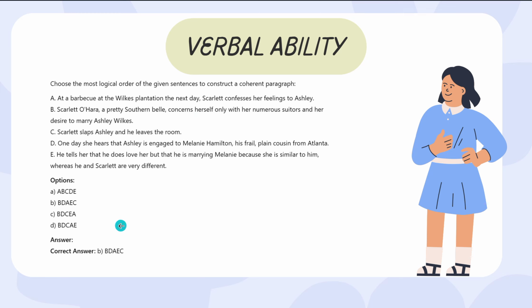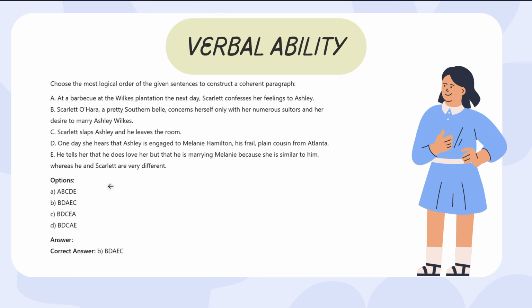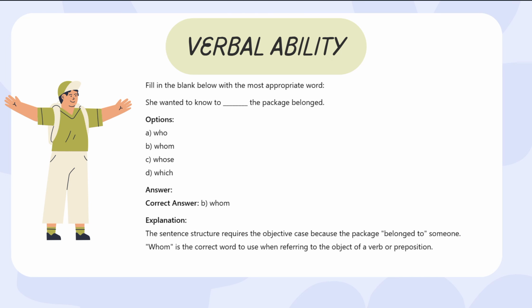Now let us move on to another question. This question is also from the verbal ability. Okay, we have finished this. Now fill in the blank with the most appropriate word. She wanted to know to dash the package belonged. See, in which tense is it? It is in the past tense. She wanted, so it has already been completed.